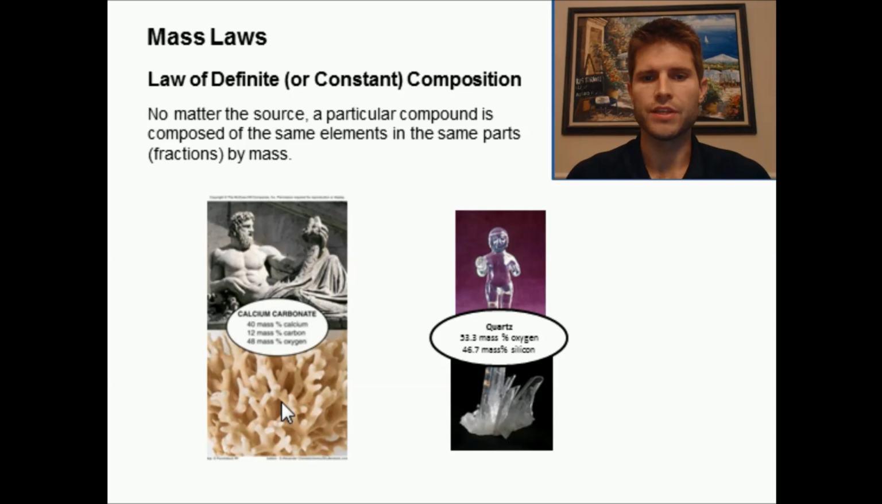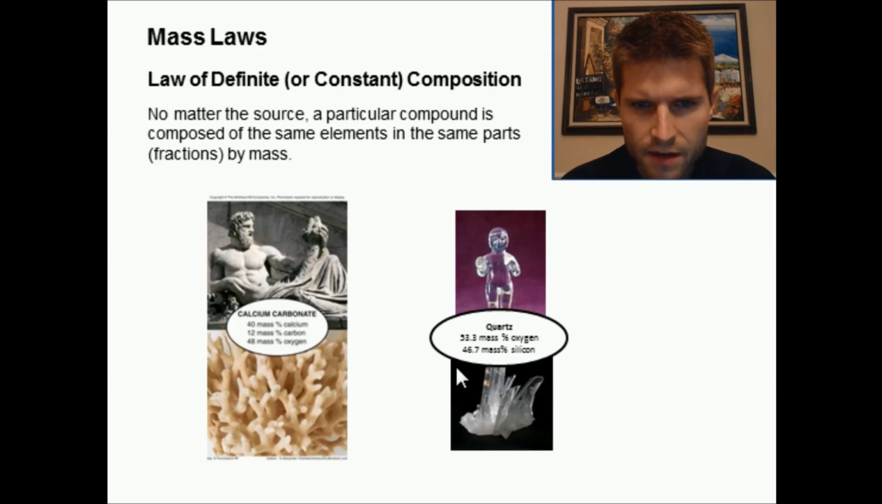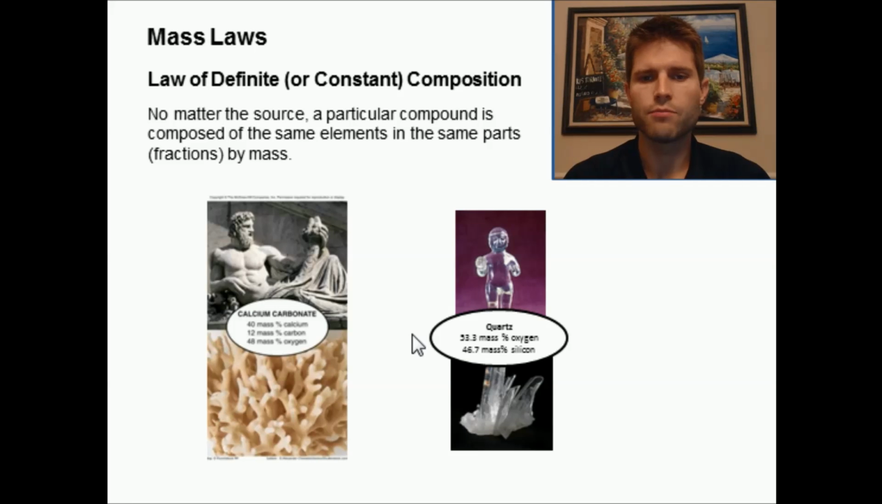We can look at another one. This is quartz. Here, quartz is made up of oxygen and silicon. And so if we look at the breakdown here, it's 53.3% by mass oxygen and 46.7% by mass silicon. And so this is a statue, and this is the crystalline form. Both forms have the same mass breakdown. And so we can perform some calculations by dealing with that percent by mass, as well as a new term called mass fraction.